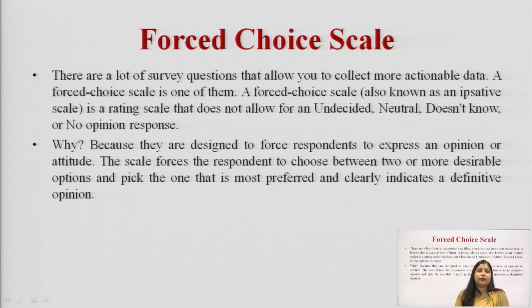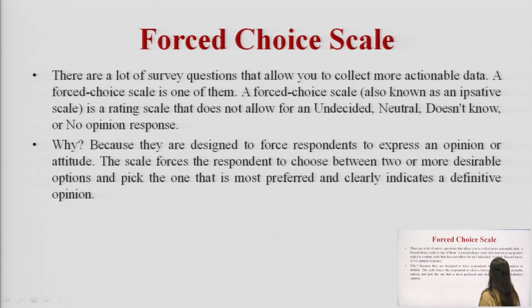Then we talk about what a forced choice scale is. Most of the time, like in the Likert survey, you give the option of neutral or undecided. So, you give them one way out of your questionnaire, so that if they do not want to give any response, they may choose undecided or neutral. But in the forced choice survey, the scale forces the respondent to give a response.